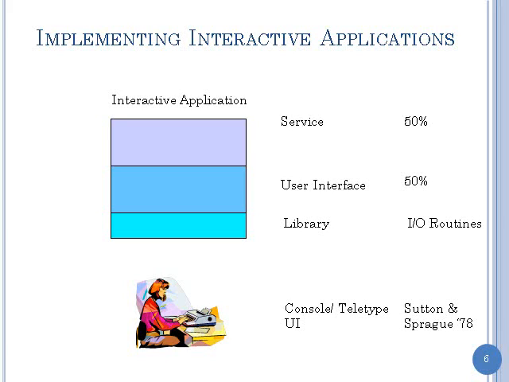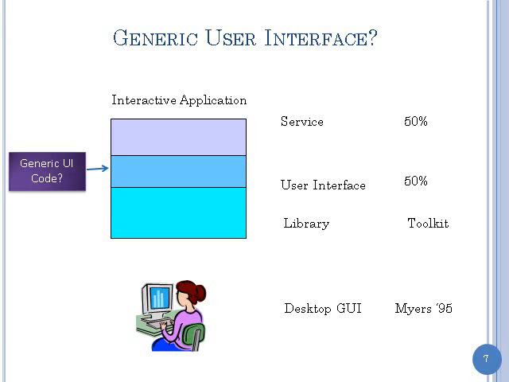And what do you think happened when toolkits got created? The same thing. Okay? Still 50%. Now everything in the UI is much bigger. The GUI is much more complicated, but the toolkit is also bigger. So it's still about 50% of your code, according to some studies. Okay?